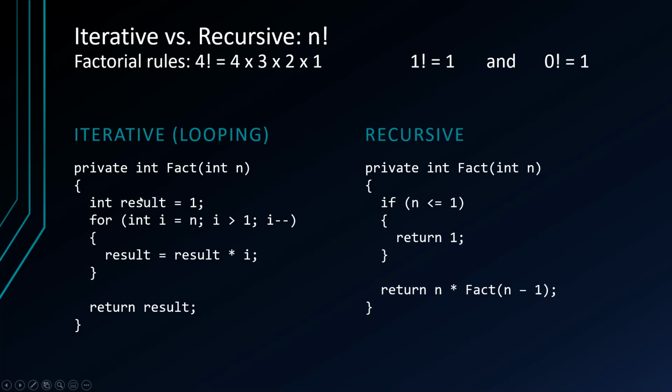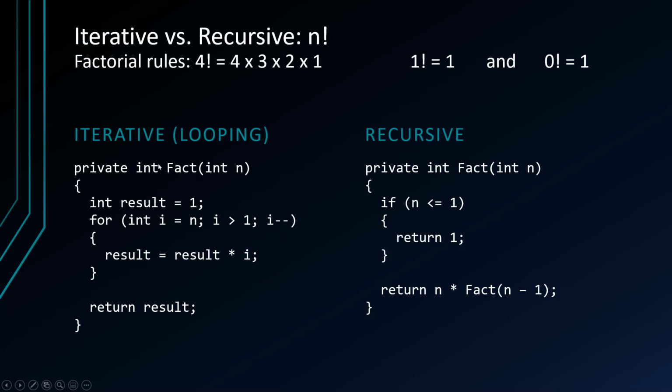So an iterative solution to this is pretty straightforward. You just build a loop. You start at the number that you asked, and you work your way down until you get to 1. So int result equals 1. Every step of the way, we're going to multiply result by the current value of i. So it's going to be 1 times 4, then 1 times 3, then 1 times 2. I don't need to do 1 times 1 because that would be redundant. And then when you're all done, you just return the result.